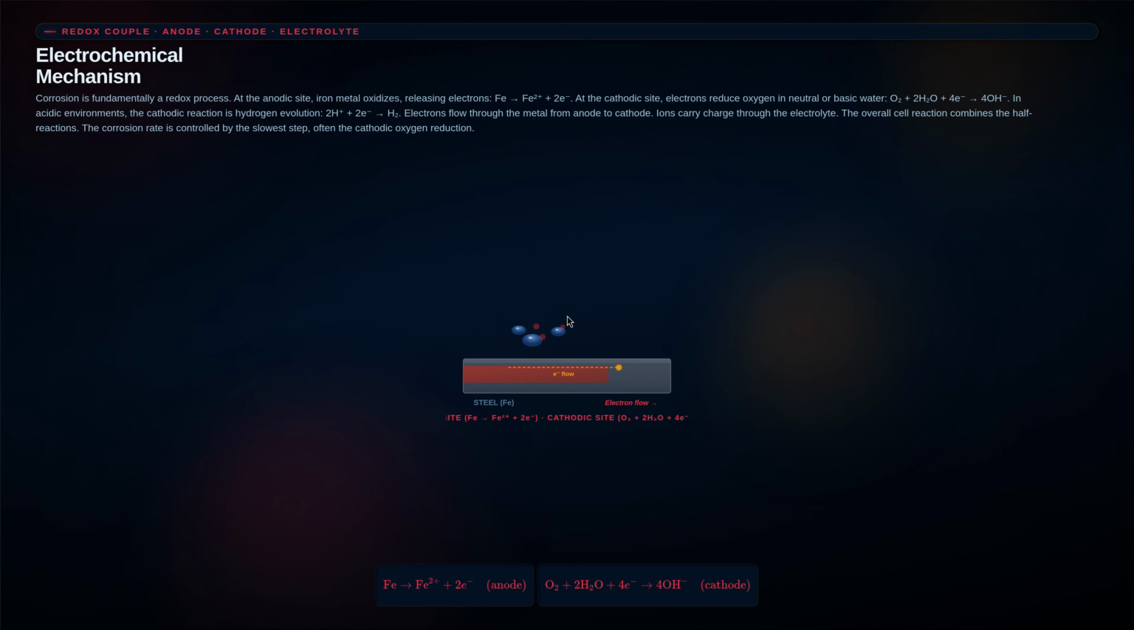In acidic environments, the cathodic reaction is hydrogen evolution. Electrons flow through the metal from anode to cathode. Ions carry charge through the electrolyte. The corrosion rate is controlled by the slowest step, often the cathodic oxygen reduction.